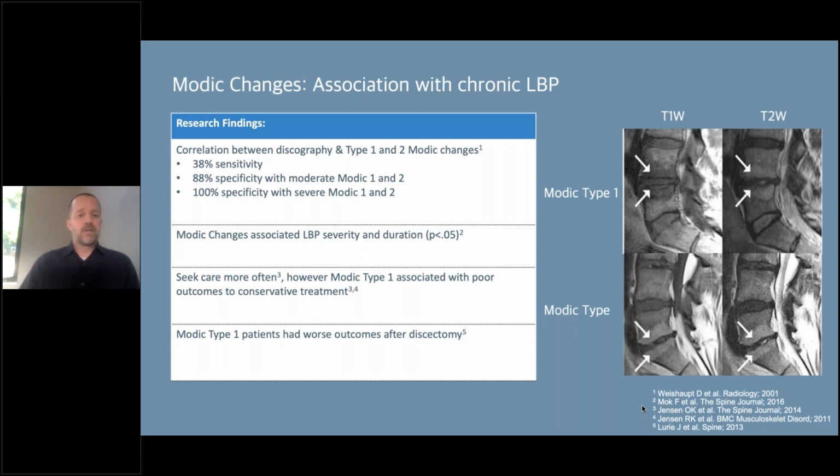Not only that, but Modic changes are associated with severity and duration of back pain, meaning that patients with Modic type 1 and type 2 changes on MRIs are more likely to have higher severity of pain and more likely to have a longer duration of pain. They seek care more often than people without them, and they're more resistant to conservative treatments. And then work on the surgical side has showed that patients who have Modic changes are more likely to have continuous back pain, even with resolution of radicular pain after a microdiscectomy.